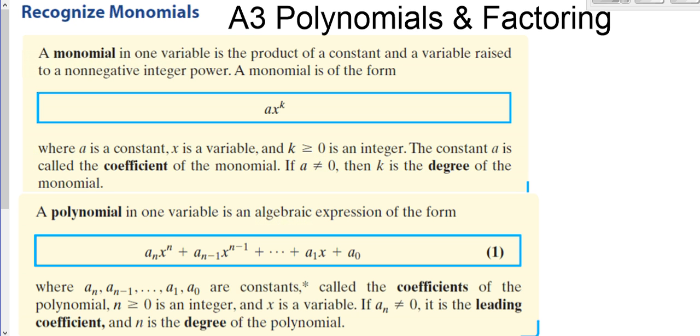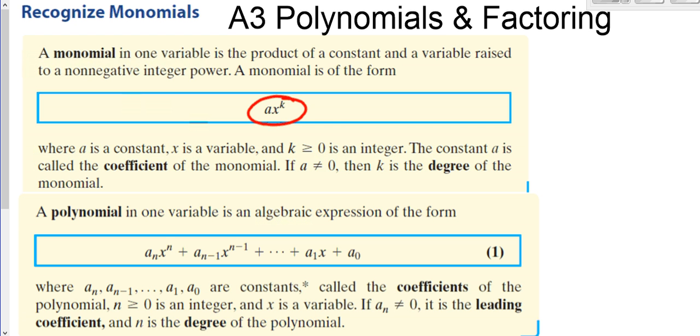So when we talk about a monomial, it's one variable with a constant, and the constant could be raised to a power, and so could the variable. There's no addition or subtraction, so this is what we're going to call a monomial.